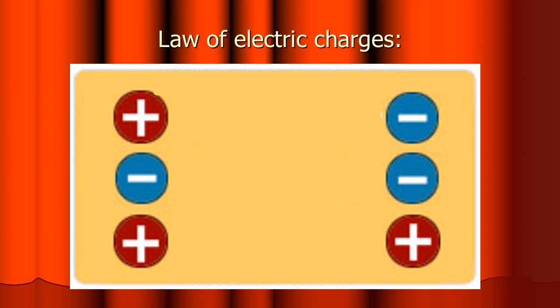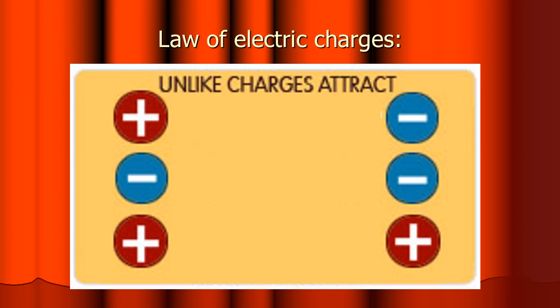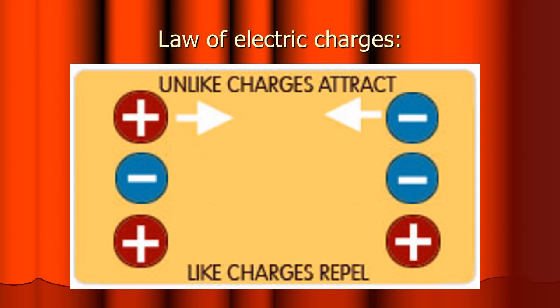All right, so let's fill this in our notes. Law of electric charges: unlike charges attract, so those two will attract each other, and like charges repel. So those will repel, they will push away from each other. Protons push away protons, electrons push away electrons, but protons and electrons, when they come near each other, will be attracted to each other.